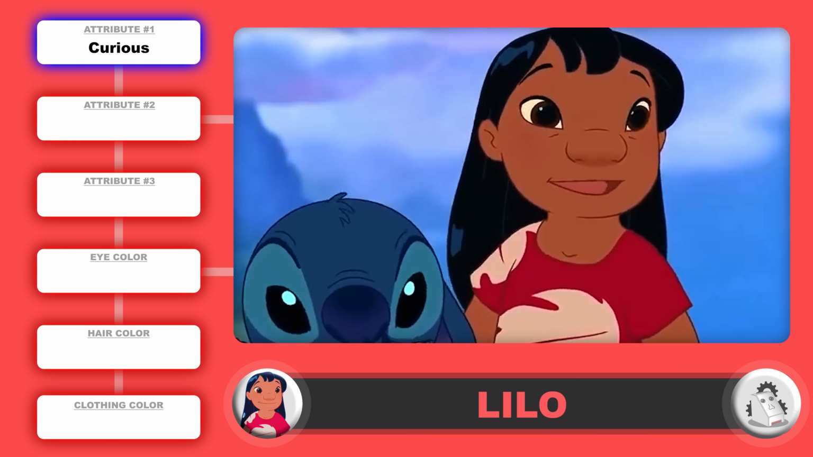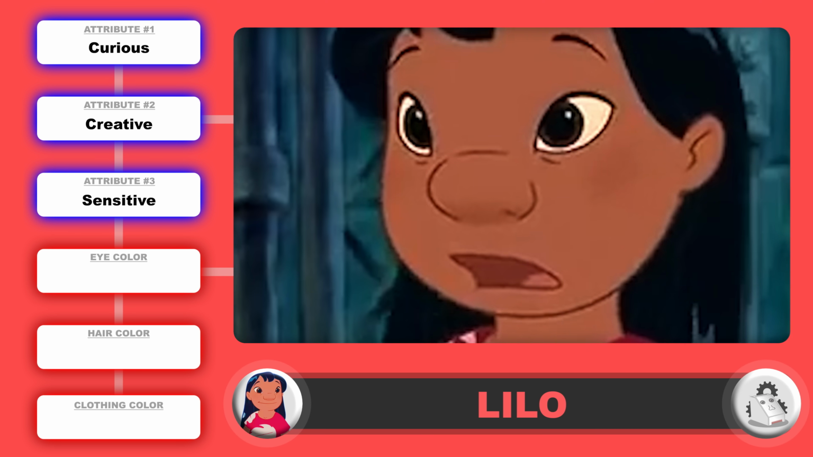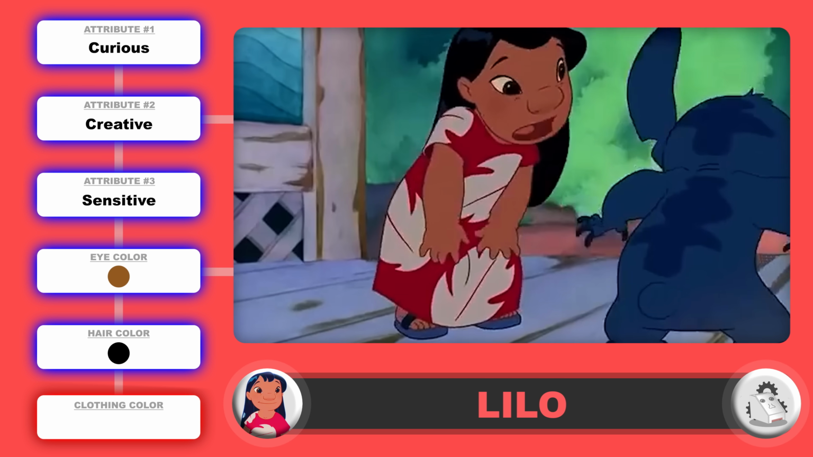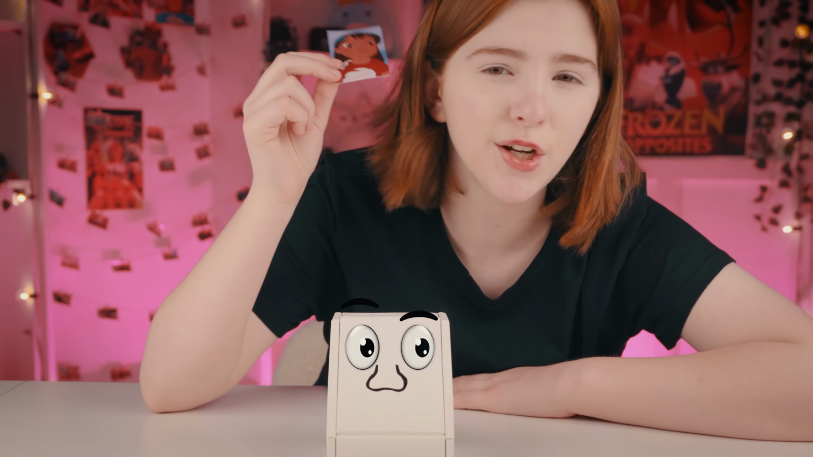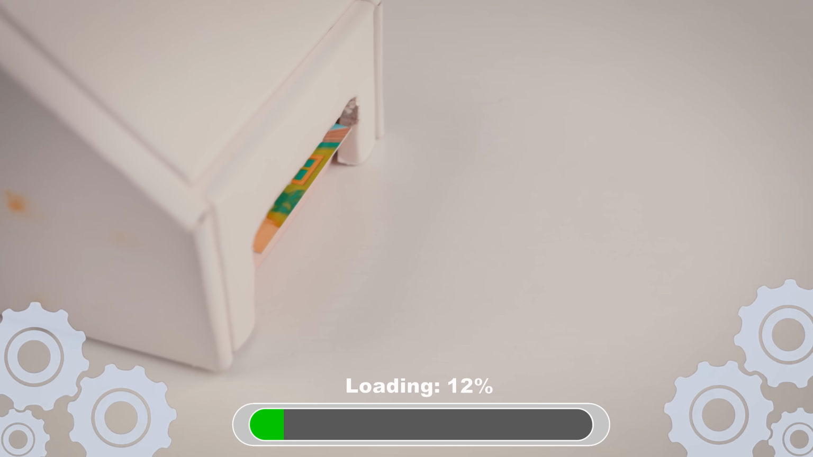Craig, what do you know about Lilo? Give us all the data. Lilo's first attribute is curious. Her second is creative. And her third is sensitive. Her eye color is dark brown. Her hair color is black. And her key clothing color is deep red. Okay, Craig, now that you know her attributes and colors, turn her into an animal. First one up, I'm pretty excited.